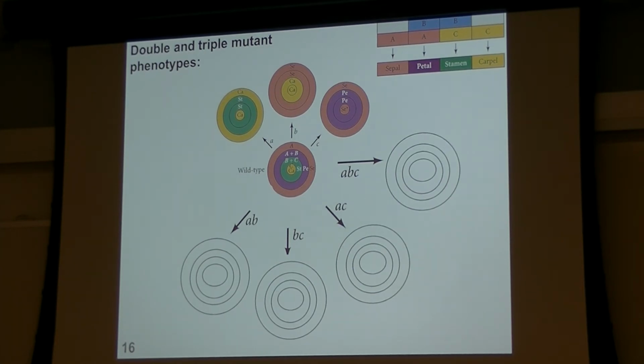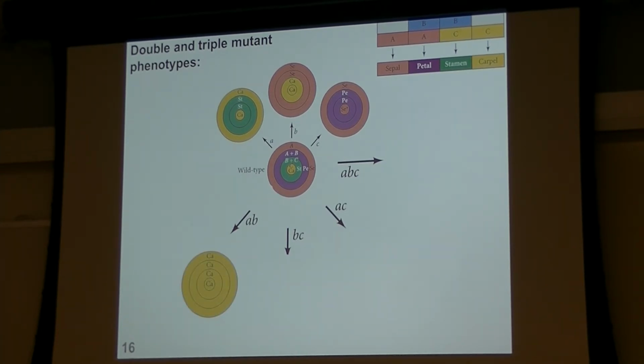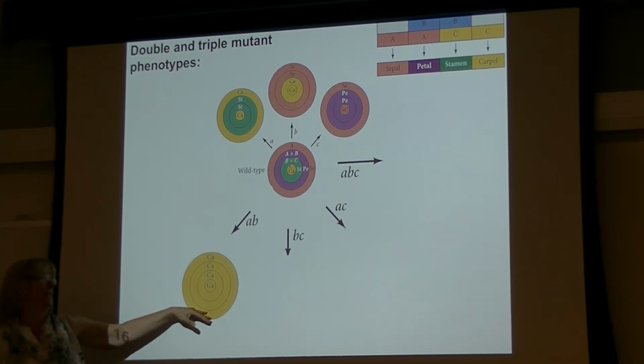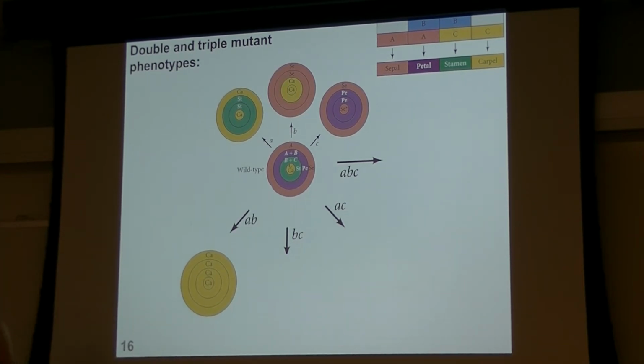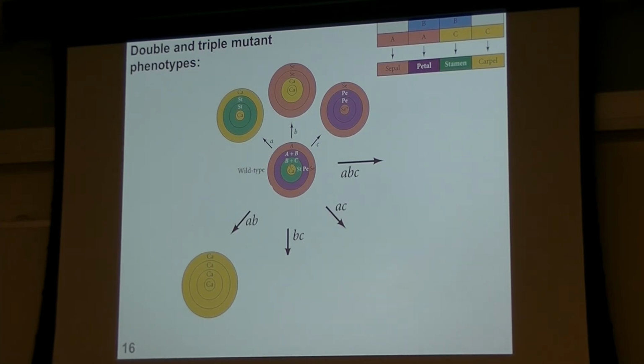You could predict some of these double mutant phenotypes, or even a triple mutant, and see what we get. If you mutate both the A and the B genes, you're only going to get C gene activity left. The C genes by themselves are carpel, so you should get just a mass of carpels for the entire meristem structure. So even though it's successfully converted from vegetative to inflorescence, when it tried to take the next step and make a flower, the only thing it could make was carpels. Not a very beautiful looking flower.